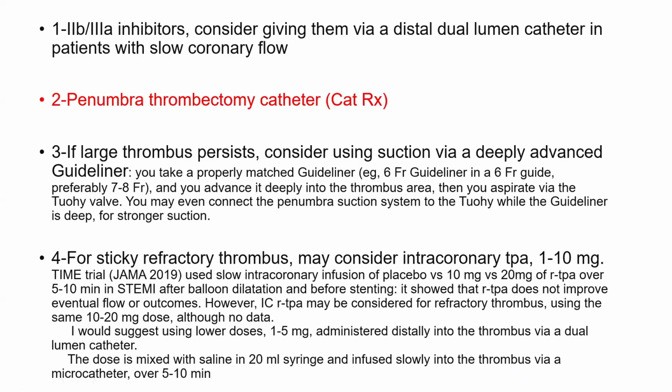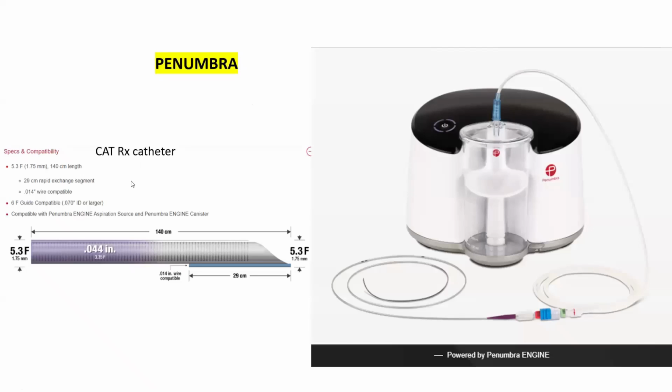Now, the second major technique of dealing with a thrombus is the thrombectomy catheter Penumbra. This catheter may be advanced through a 6 French guide, and it's a monorail catheter. This catheter connects to a strong suction system, the Penumbra engine. And that's really the main advantage of this thrombectomy catheter versus other catheters.